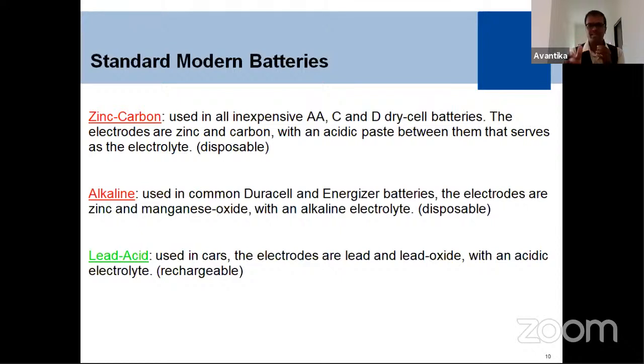We already studied these at the basic level, like zinc carbon, which is one of the best examples for AA batteries and C batteries. And alkaline batteries, which we can use for common Duracell and Energizer batteries. And lead acid batteries, we can use those as well.